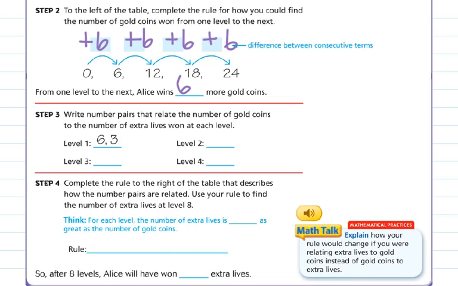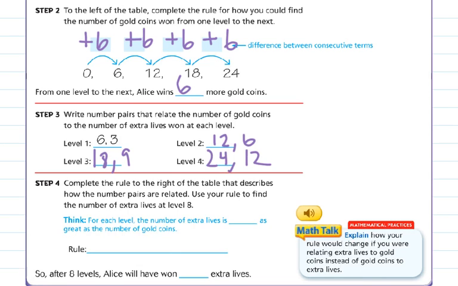Step 3, it says write the number of pairs that relate the gold coins to the number of lives at each extra level. So our ordered pairs would be 6 and 3, 12 and 6, 18 and 9, and lastly 24 and 12. Step 4. Complete the rule to the right of the table that describes how the number of pairs are related. Use your rule to find the number of extra lives at level 8.